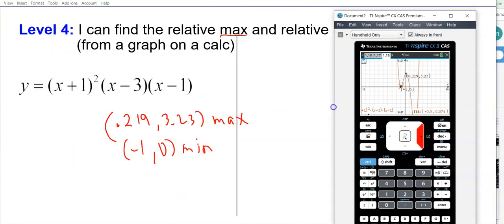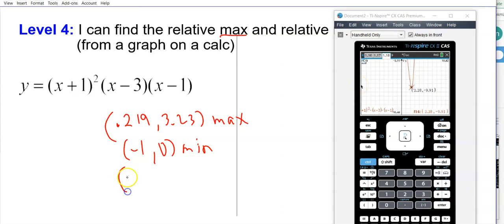Try to use that. And if you scroll right, there is a minimum down there. Let's look at that. So that's 2.28, comma -9.91. And that is a min or a relative minimum. And I think that's it as far as finding the minimum or maximum points on a graph. Not too bad. And that's your lesson.